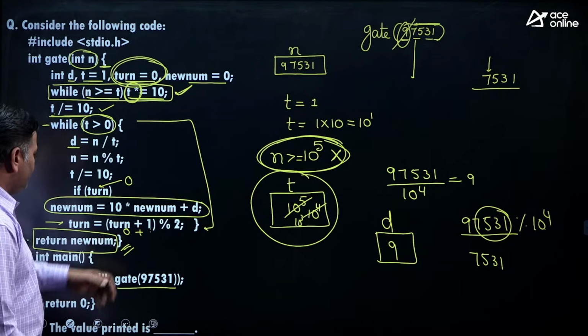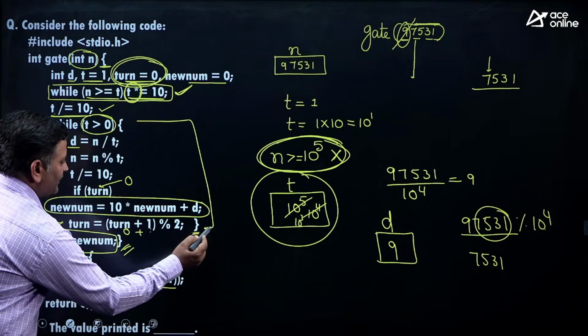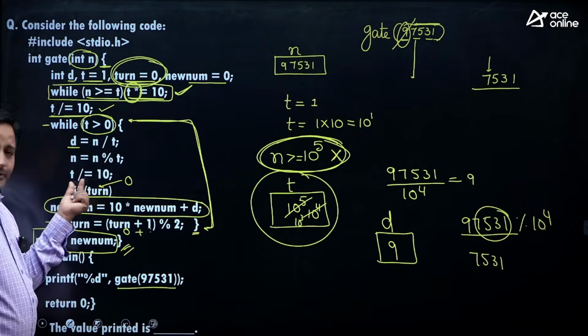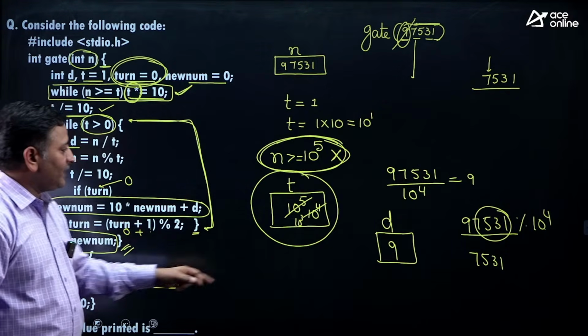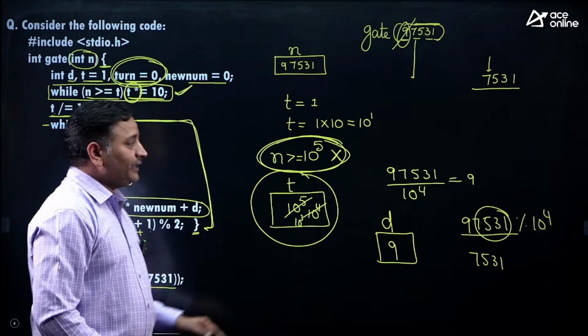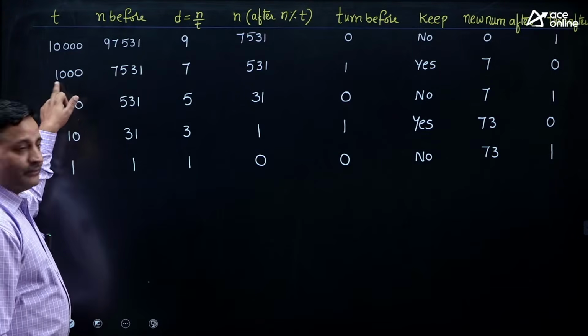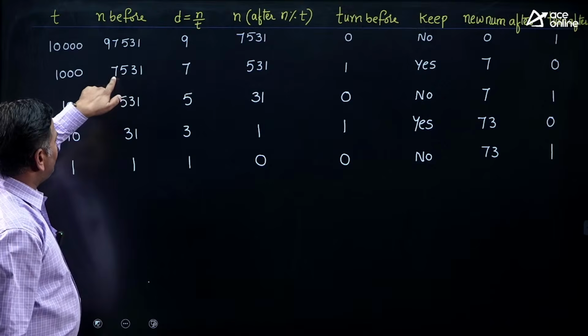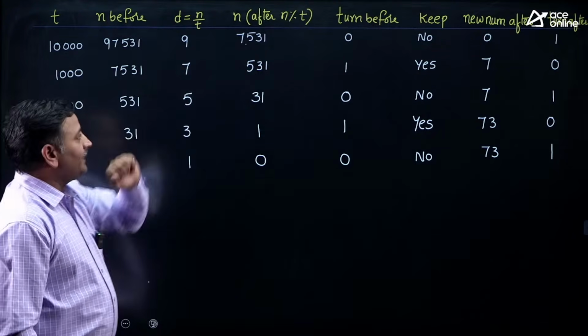Since it's a while loop, just observe, friends, after completion of this one, it goes back to the while loop. t is already updated as t equals t by 10. So 10 to the power of 4 earlier, 10 to the power of 4 by 10 equals 10 cube. Therefore, t is updated to 10 cube. Now n, before this, has the value 7531 because it is updated here.